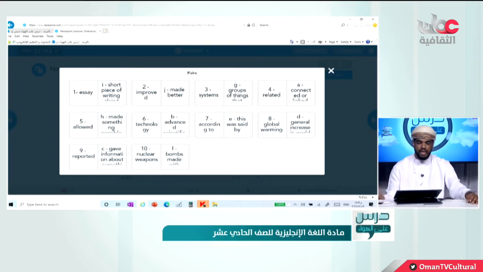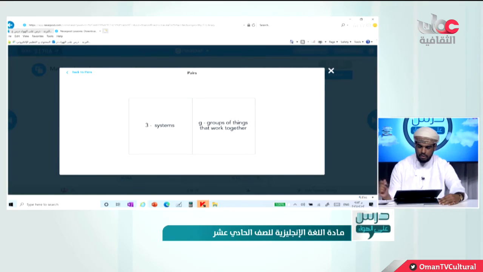Number one is I. You write them in your workbook. Say, the answer is I, which is a short piece of writing about a subject or a topic. Number two, improved. It is J, made better. Number three, system, and it's a group of things that work together.